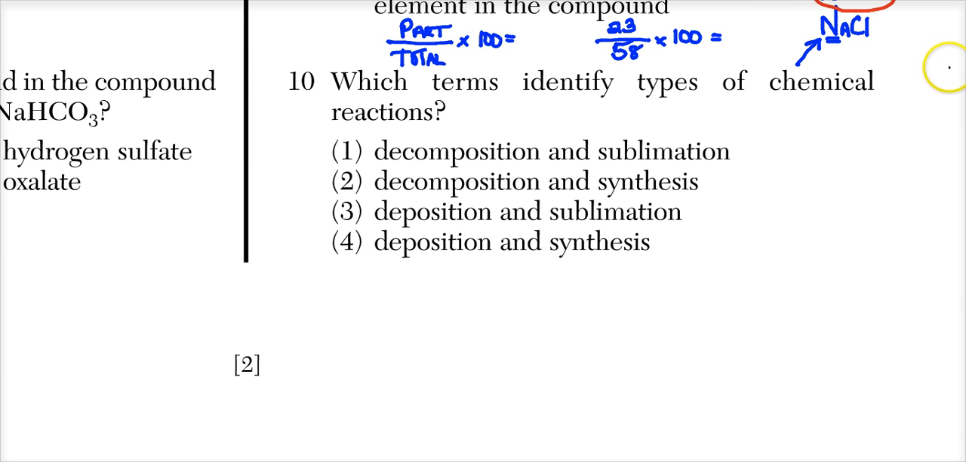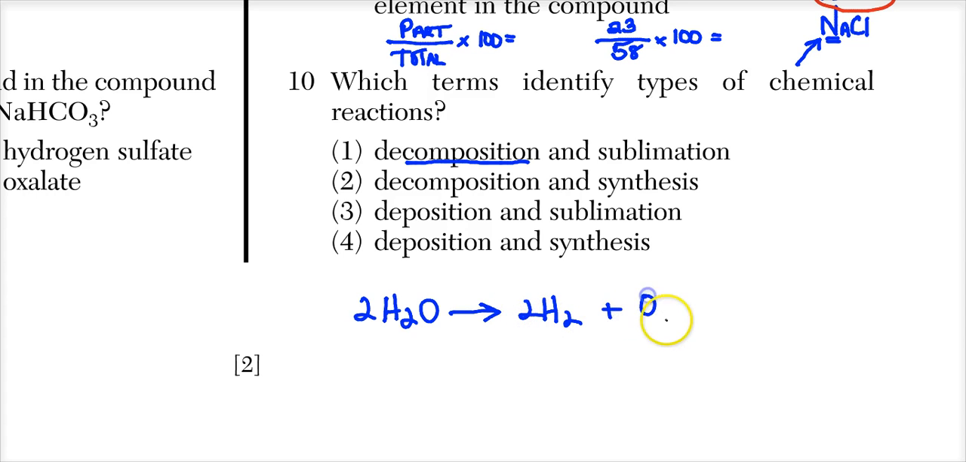Which terms identify types of chemical reactions? Okay. Decomposition is a reaction where you have things breaking down. Like water can be decomposed. 2 water molecules can break down, or at least water can break down, into hydrogen gas and oxygen. So that'd be decomposition. The reverse is called synthesis. So decomposition and synthesis are reactions.